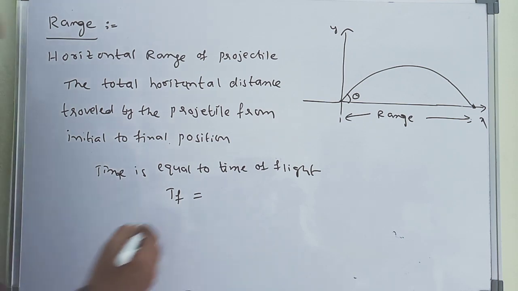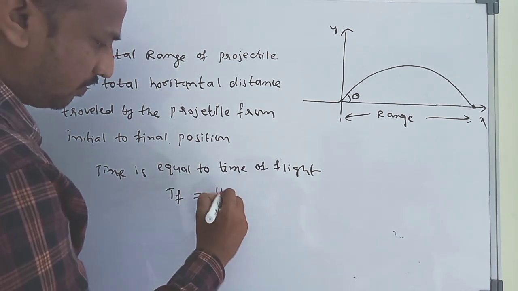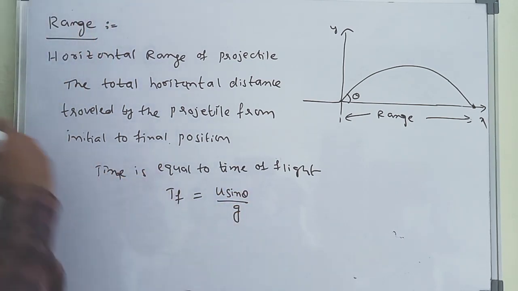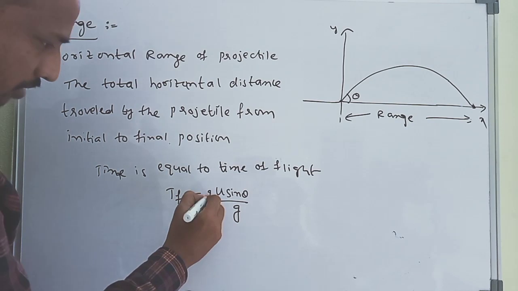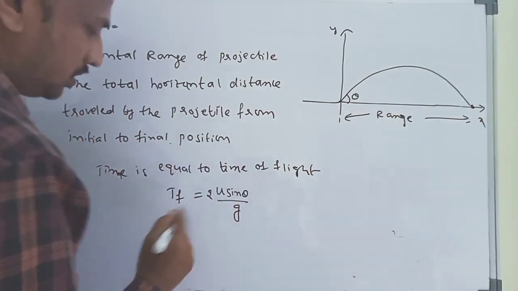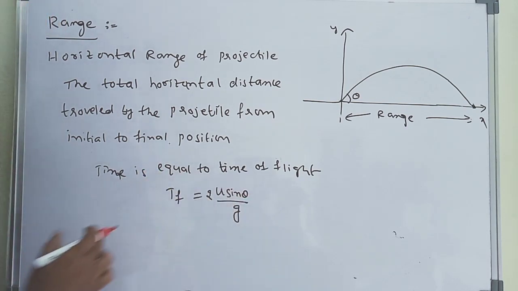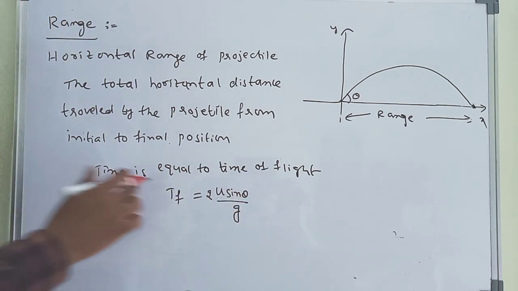Okay. What is the time of flight formula? 2u sin theta by g. u sin theta by g is half of the time. This is the total time, 2u sin theta by g is the time of flight.